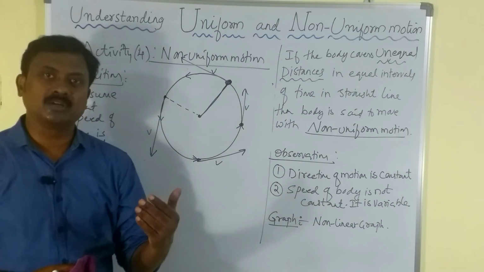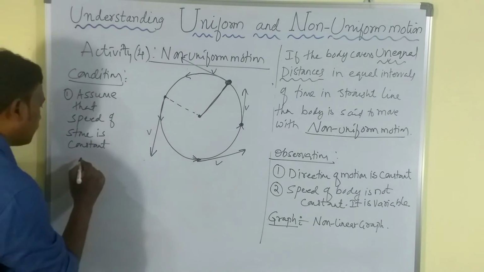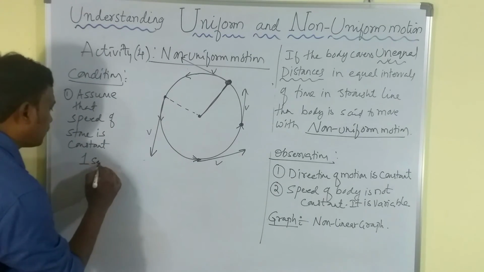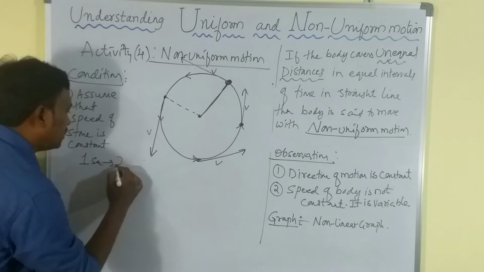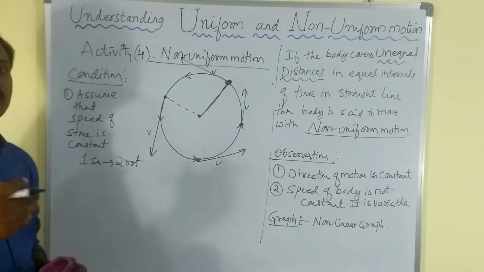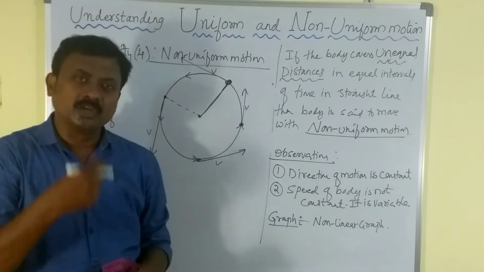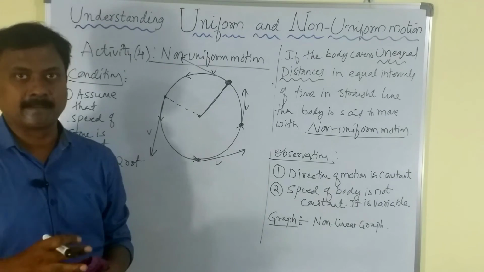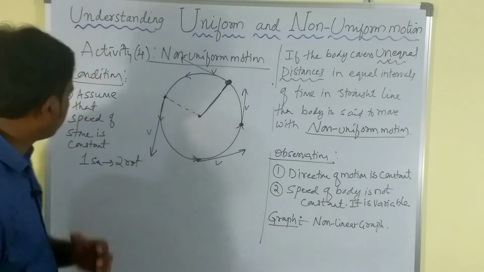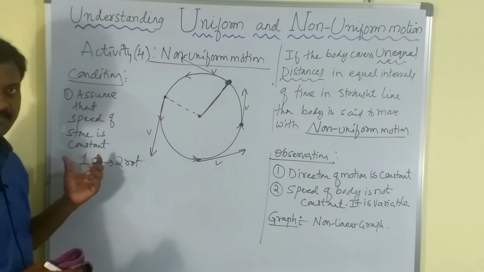What do you mean by the speed of the stone being constant? For every 1 second, it may move with 2 rotations, or 3 rotations, or if you whirl it very quickly, it may move with 4 rotations for 1 second. If you maintain that, then we say that the speed is constant.